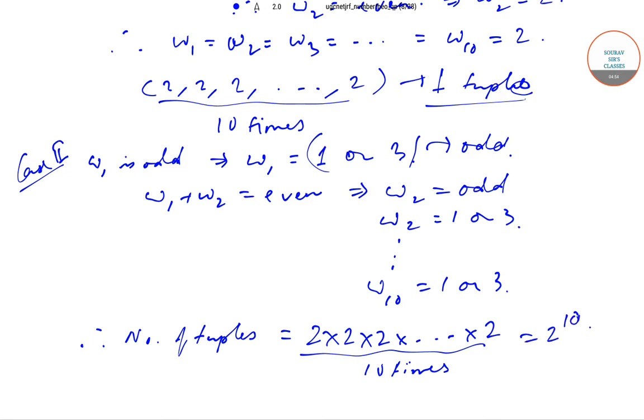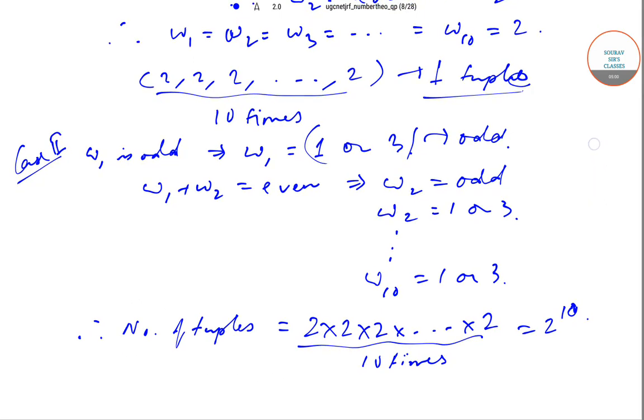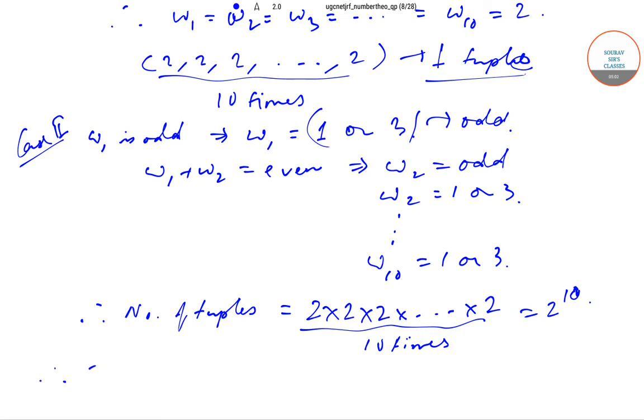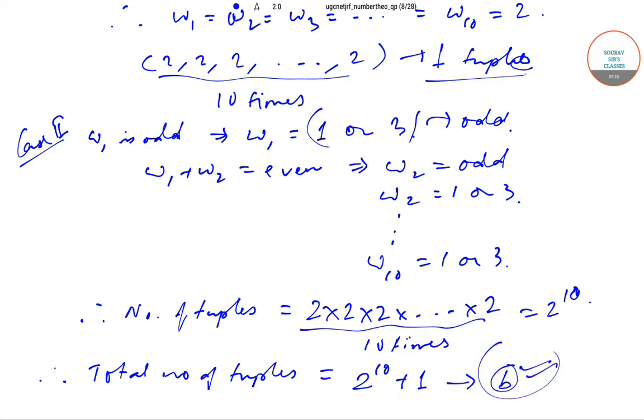As you have already seen, we have 2 to the power 10 tuples for case 2 and 1 tuple for case 1. Therefore the total number of tuples, which is the number of elements in D, will be equal to 2 to the power 10 plus 1, which is nothing but option B. So option B is the correct option.